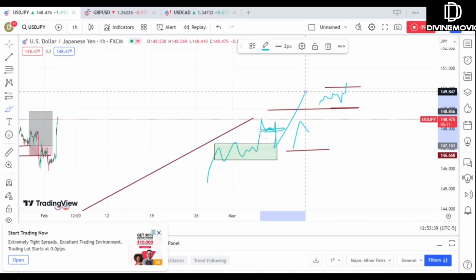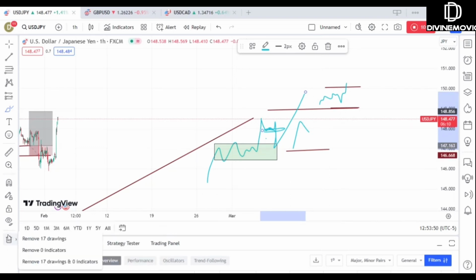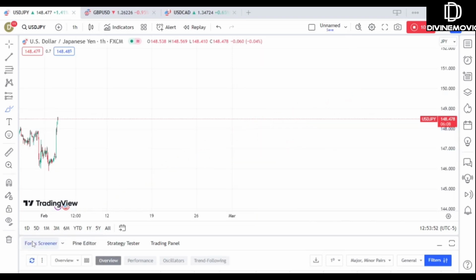Let me go to the chart. So we're going to explain and see these things for ourselves on the chart. We're going to do a practical example on the live chart. But I'm going to clear all this right now before we proceed.